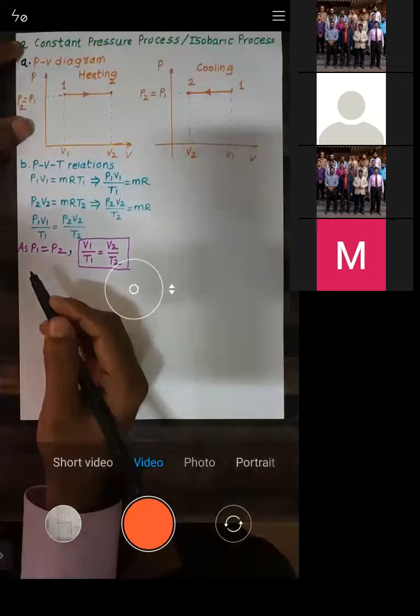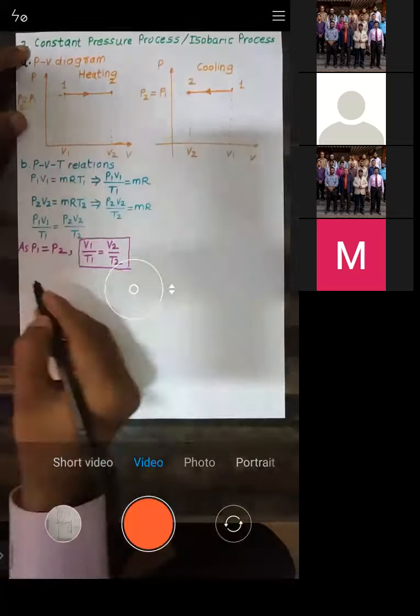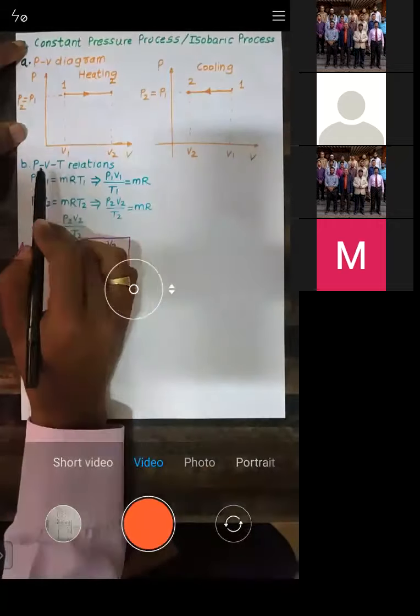Yes, sir. So this is the relationship between pressure, volume, and temperature. Now let's go to the next point. Okay, we have seen the PV diagram, we have seen the PVT relation.